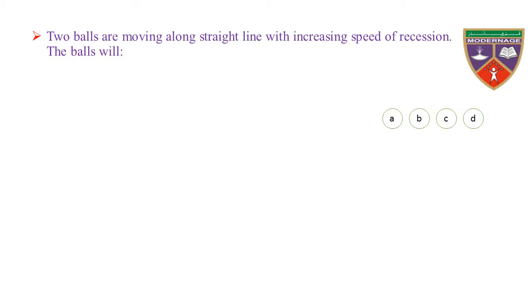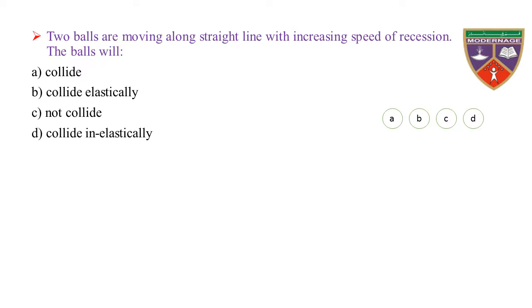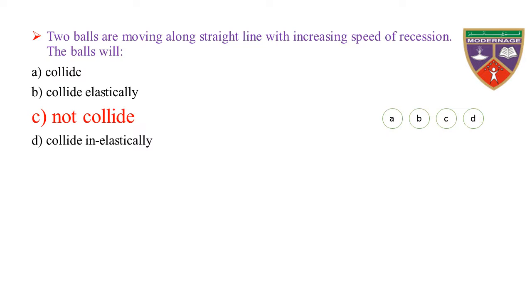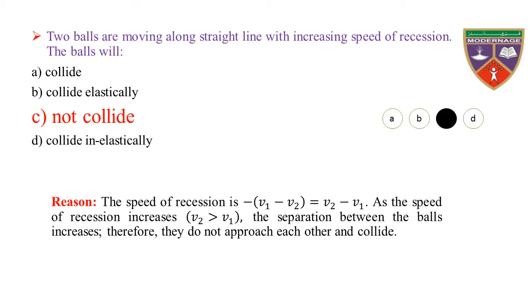If two balls are moving along a straight line with increasing speed of recession, the balls will: option A, collide. Option B, collide elastically. Option C, not collide. Option D, collide inelastically. The key is not collide. Therefore, the correct option is C.